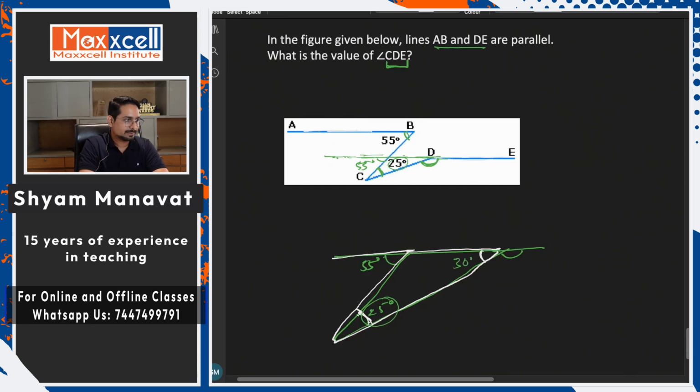Now, if this is 30, then I can apply the straight line. In a straight line, we have a linear pair. If this is 30, the total angle here should be 180 degrees. So if here it is 30, how much is left? 150. Do you agree? 30, 150, 180. This is the angle CDE. CDE should be equal to 150. Correct?